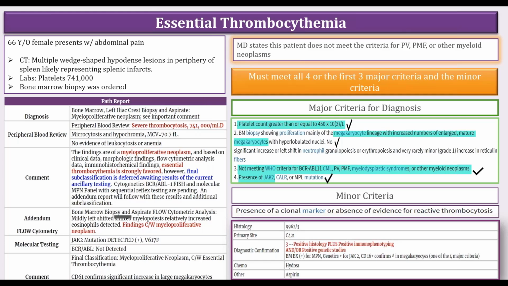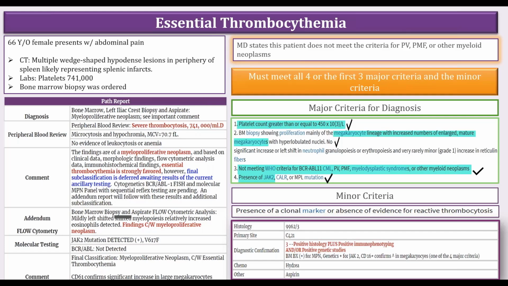this patient is a 66-year-old white female who presented with abdominal pain. CT was ordered, showing multiple wedge-shaped hypodense lesions in the periphery of the spleen, likely representing splenic infarcts, which is when the spleen blood supply is blocked. We talked about that on one of the first slides there, but just as a reminder. So that causes some tissue death. And this is something that we might see in these ET patients. So you want to keep an eye out for that.